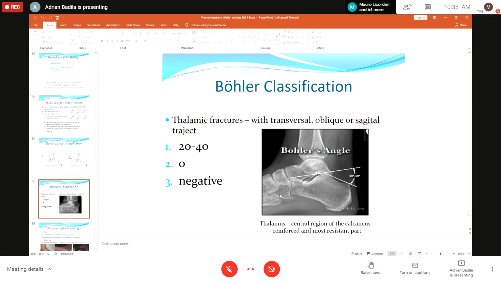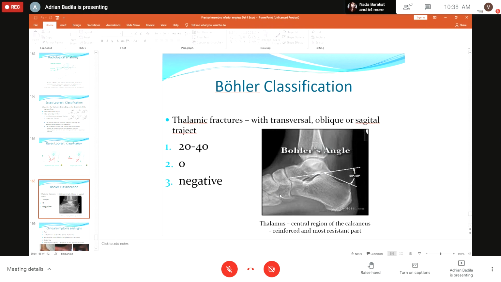The second classification for the fractures of the calcaneum is the Böhler classification. It is used only for the thalamic fractures. The thalamic fractures are the fractures at the level of the thalamus. And the thalamus of the calcaneum is the central region of this bone. It is reinforced and it's the most resistant part of the calcaneum.